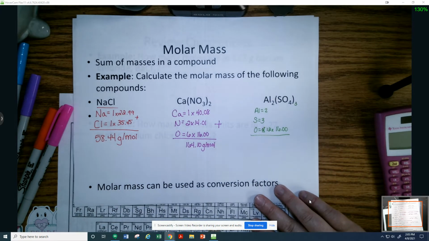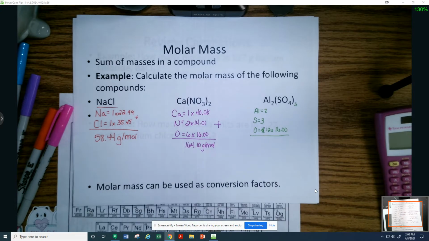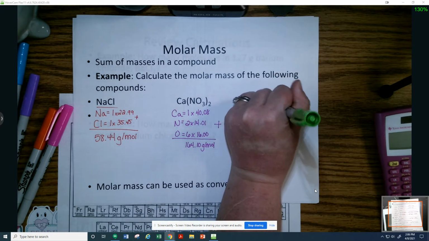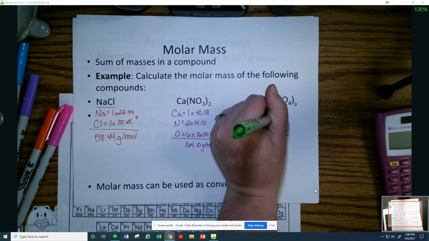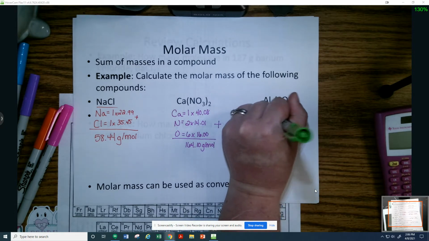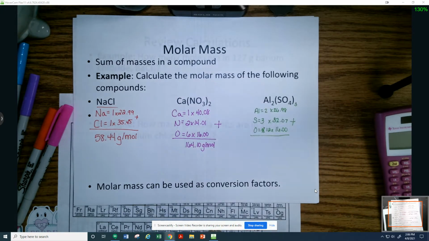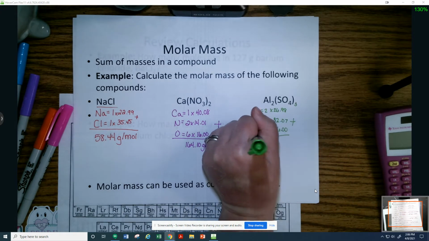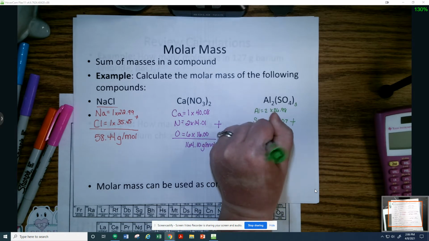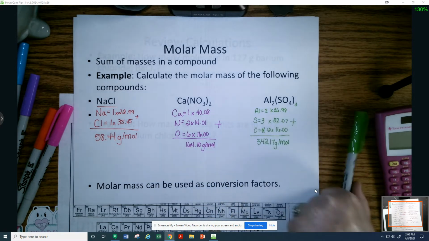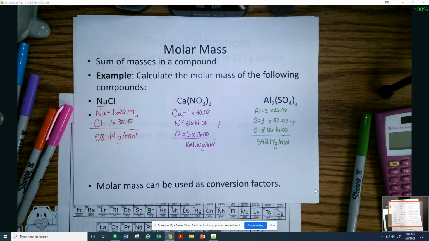Utilizing your periodic table, for aluminum you should have found that it's 26.98. And sulfur is 32.07. Again, add them all up. If you did so correctly, I got an answer of 342.17 grams per mole.